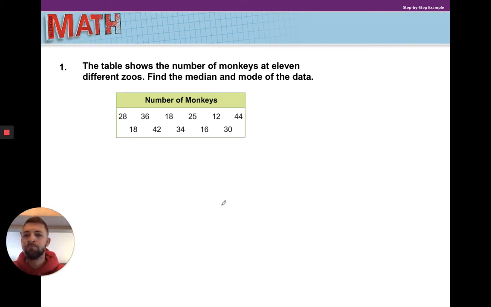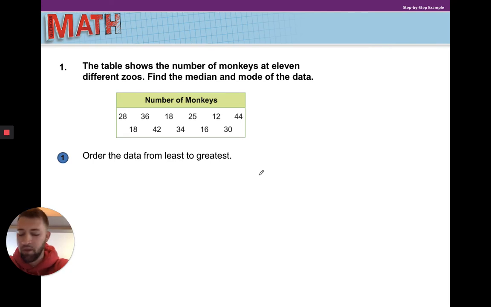All right, here we go. The table shows the number of monkeys at 11 different zoos. Find the median and the mode of the data. Okay, they're going to walk us through here. Our first step always in this process is going to be to order the data from least to greatest. That's probably the most annoying part about median and mode, is that you have to order them from least to greatest. That's probably going to be the one that's going to take you the most amount of time.